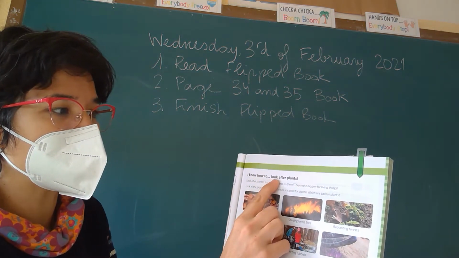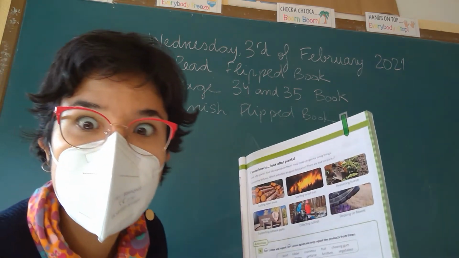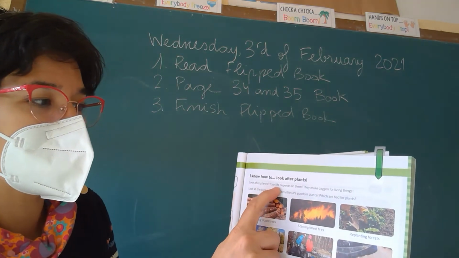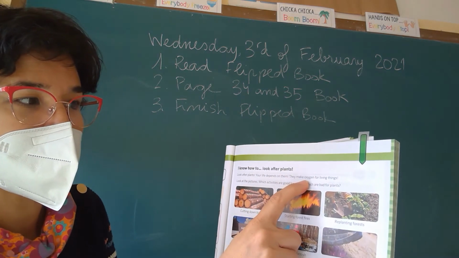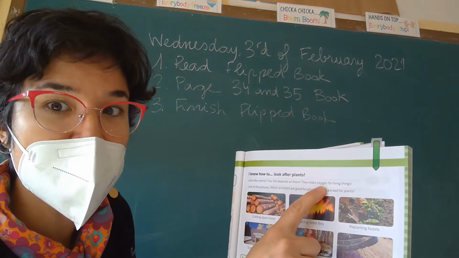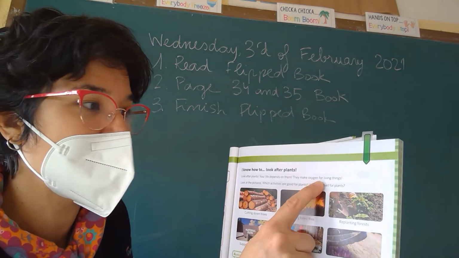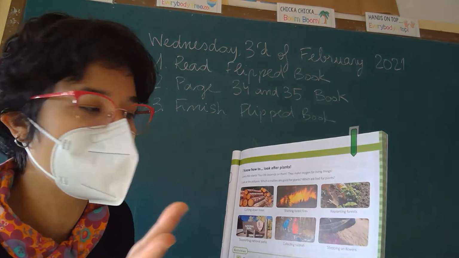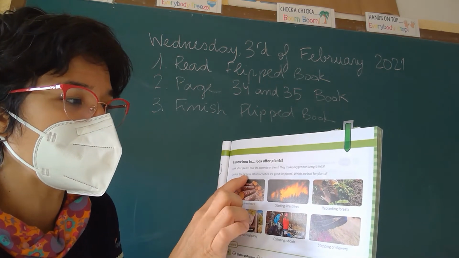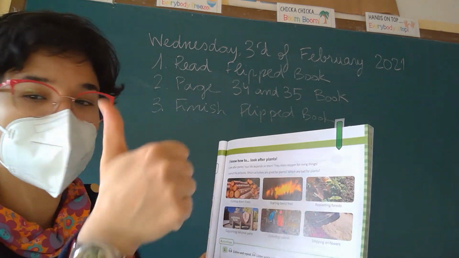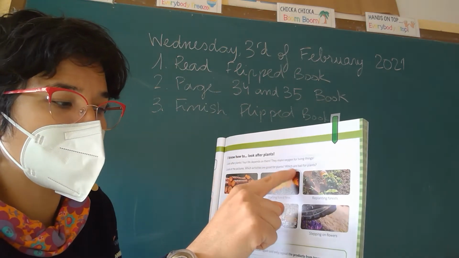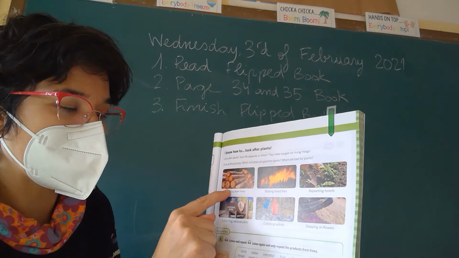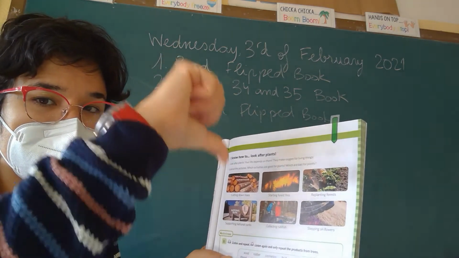I know how to look after plants. We have to take care of our plants. Your life depends on them. They make oxygen with the photosynthesis for all the living things, for us, for the animals. So look at the pictures. Which activities are good for the plants and which are bad for the plants? Now think, cutting down trees is good or bad?